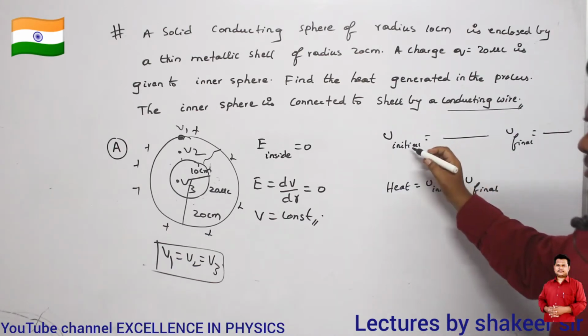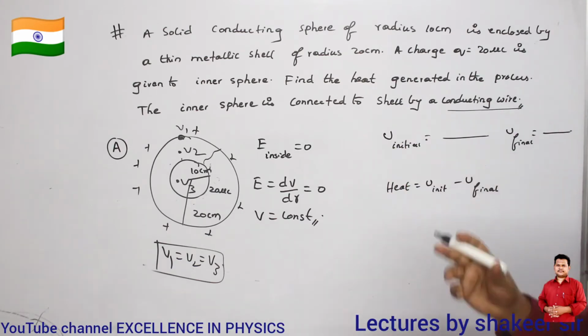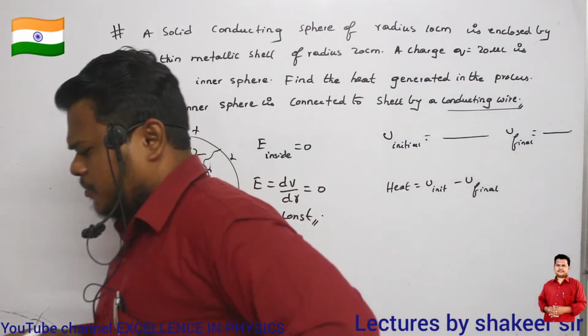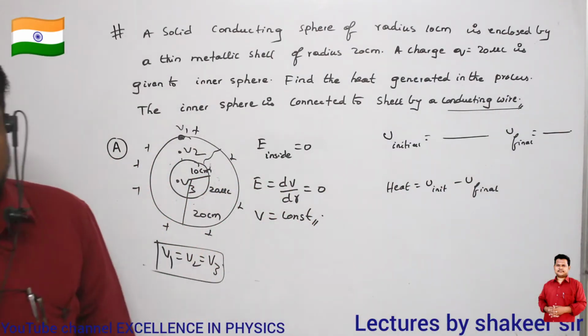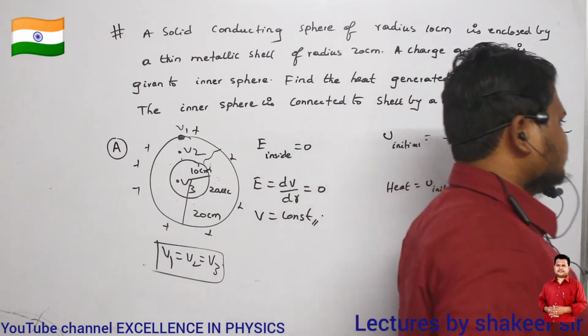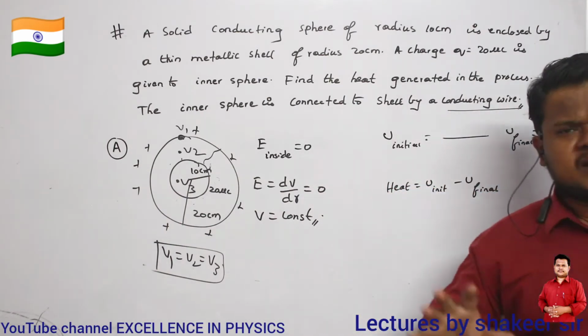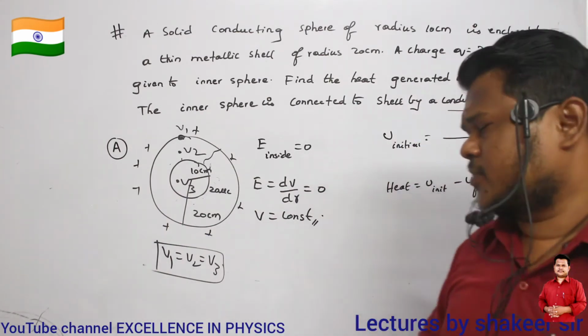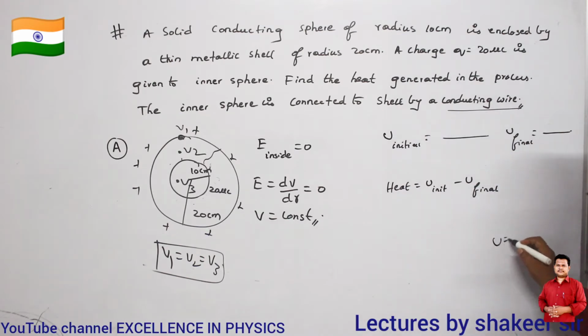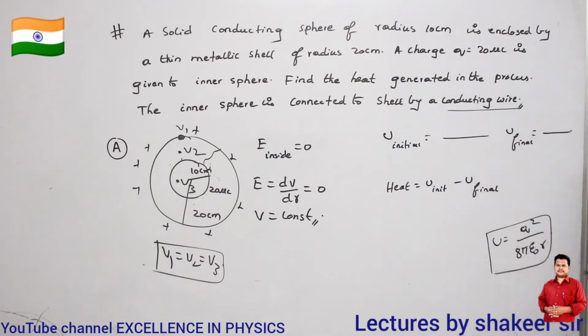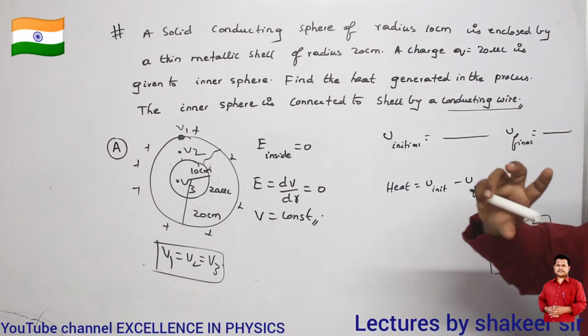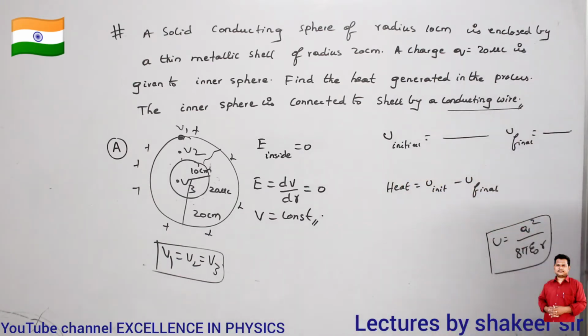So what is the formula for potential energy of a conducting sphere? Already we have calculated it. Do you remember the equation? Potential energy for a conducting shell or sphere: the formula is U equals Q squared divided by 8 pi epsilon naught into R. Already we have derived this by using calculus. So the potential energy of a charged conducting sphere is Q squared divided by 8 pi epsilon naught R.